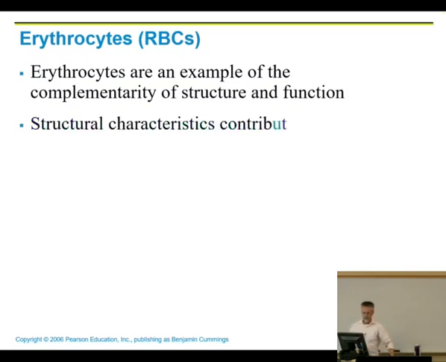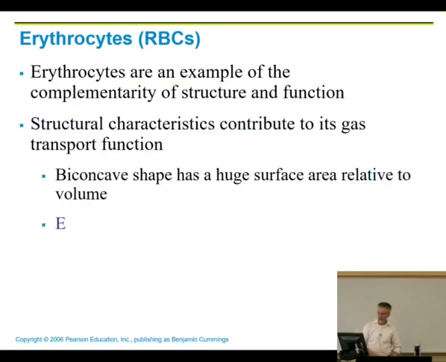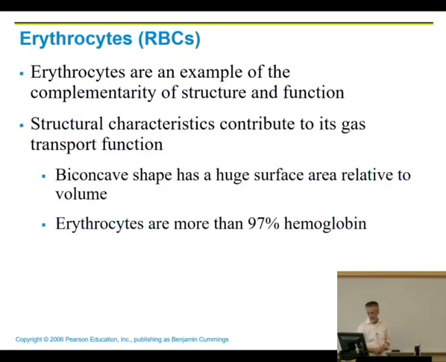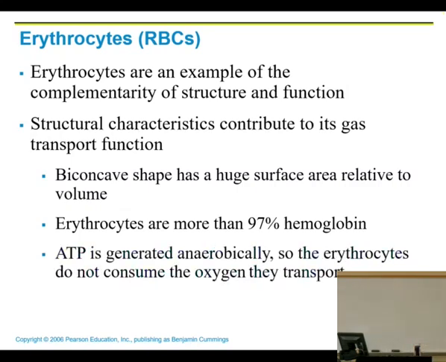Okay, so we talked about their biconcave shape and how that is a good way to carry even more hemoglobin. In fact, they're about 97% hemoglobin. And any ATP that they need for cellular activities, they generate anaerobically using glycolysis. Because the deal is this, right? The whole idea is that they pick up oxygen near the lungs, they hold on to it and distribute it around the body, and then they release it. They deliver it to the tissues that need it.